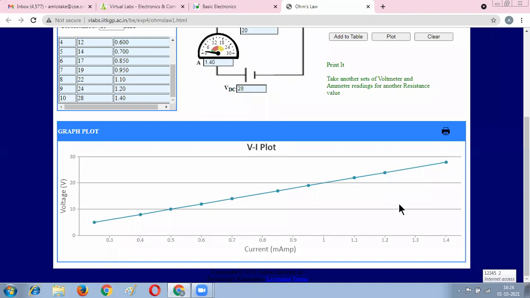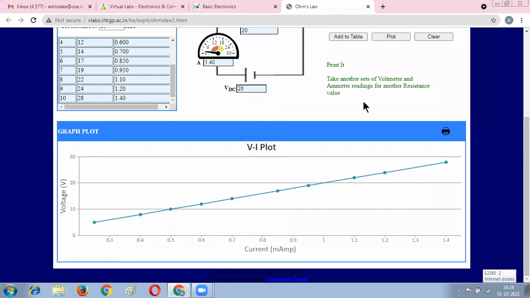So this will be nothing but your voltage versus current graph. As you increase the voltage from 0 to 30 volts, your current increases linearly. That is, V is directly proportional to the current. Clear with this? You can take another set of voltmeter and ammeter readings for another resistance value also.